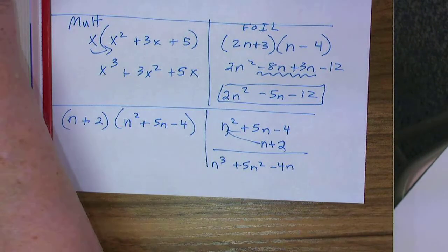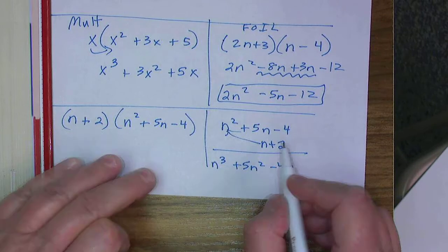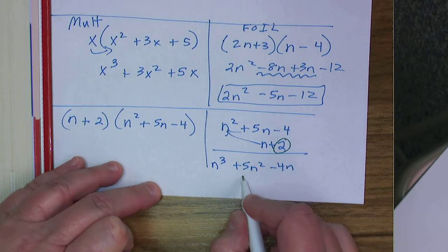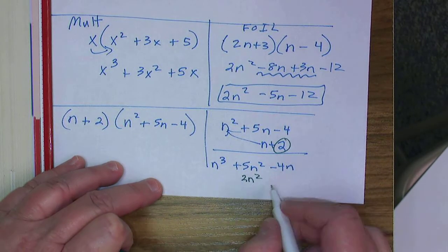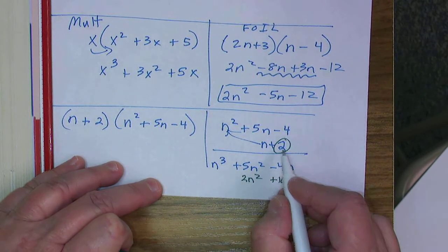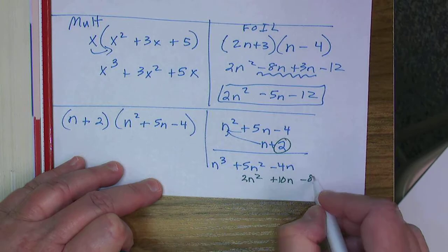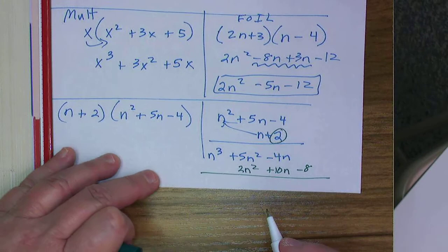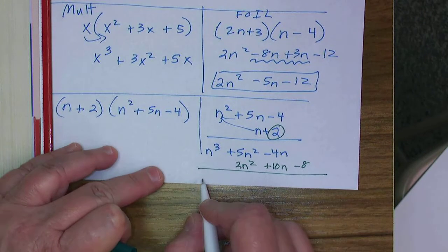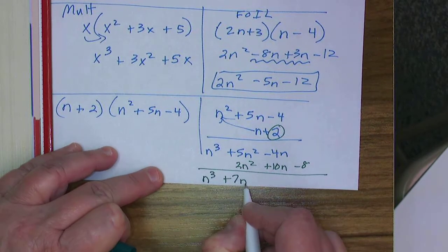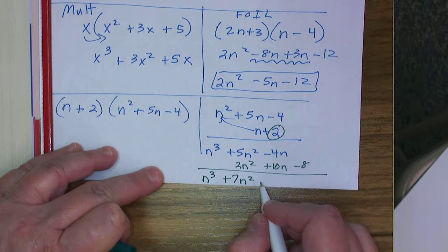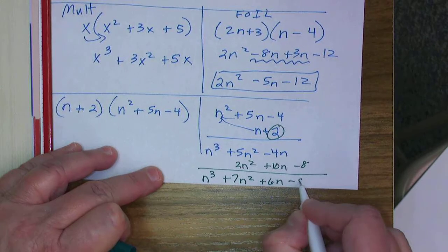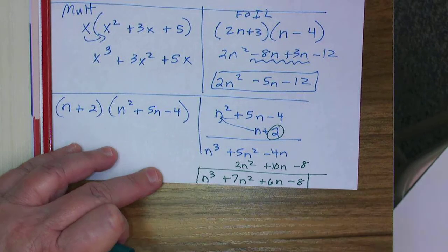Then grab a different color here. Multiply everything by 2. 2n squared, that would line up here. 10n, that would line up with that one. And minus 8. Then we add that all up, and it should be in the nice order for us. N cubed plus 7n squared, that would be a 6n, and a minus 8. There is your final answer.